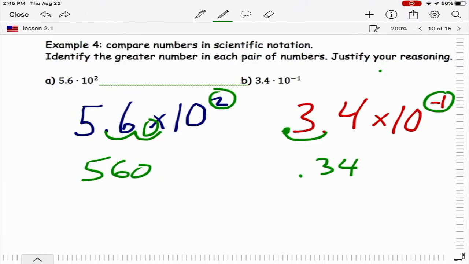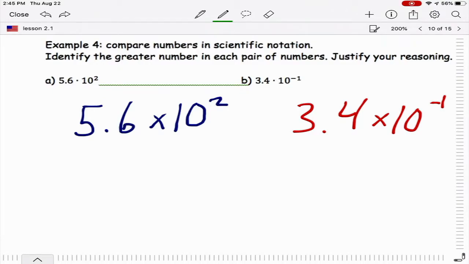But there's actually a fast way, believe it or not. And the fast way is when both numbers are already in scientific notation, just compare the exponents. Which one's bigger, 2 or -1? Right? Obviously 2 is. So I know for a fact that 5.6 times 10 to the second power will be bigger than 3.4 times 10 to the negative first power.